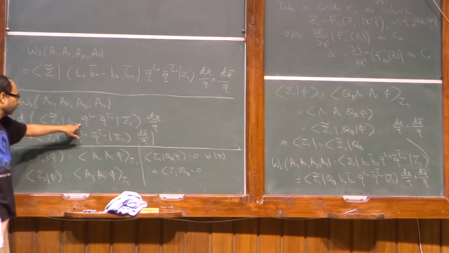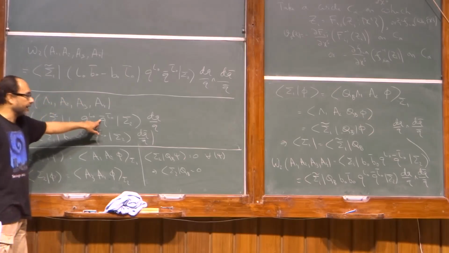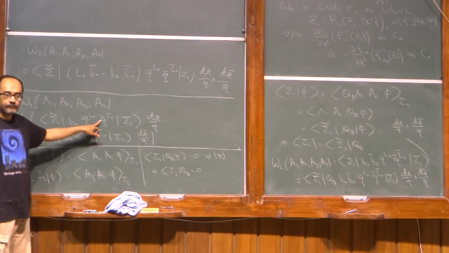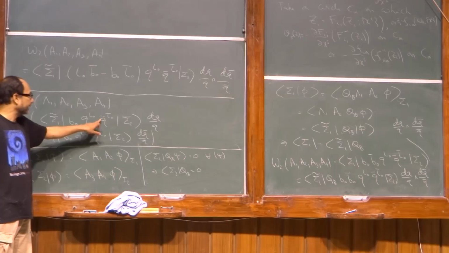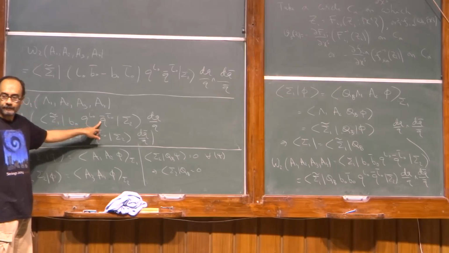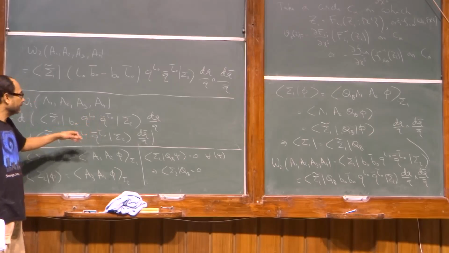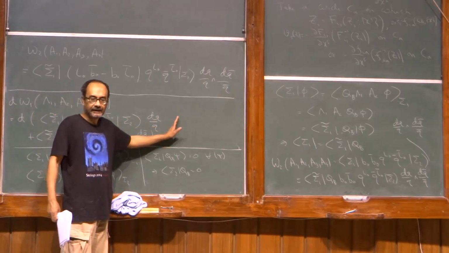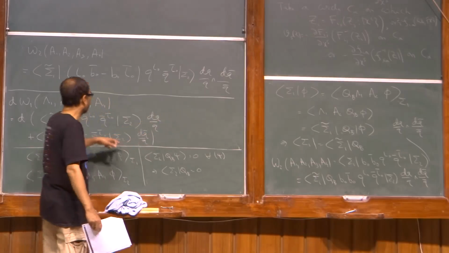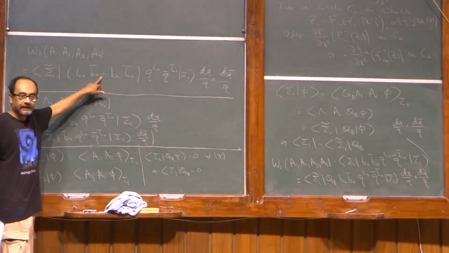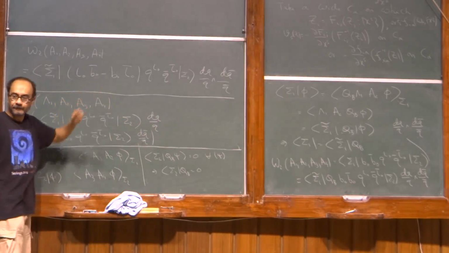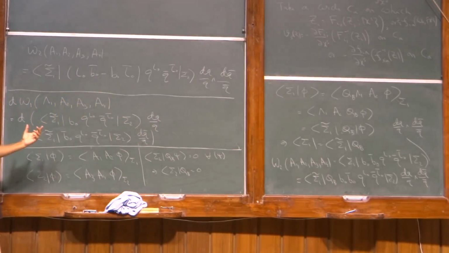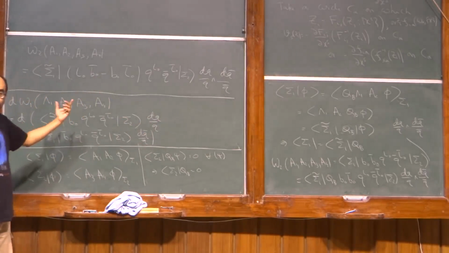When d acts on this, you have to pick the del del q bar term. Okay, del del q bar will bring down an L0 bar over q bar and dq bar over q bar. But the dq bar over q bar has to be placed on the right. So in the process of taking it to the right, you pick up a minus sign, and that's a minus sign between these two. Okay, so from here you can see the origin of the minus sign.